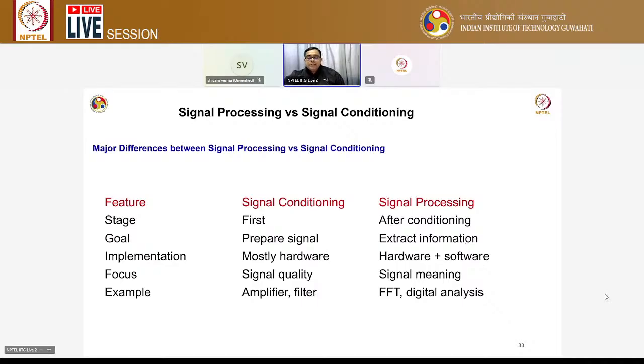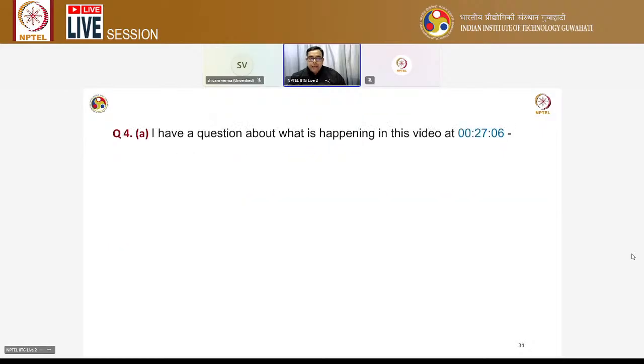Now, signal conditioning is mostly done through hardware implementation, while signal processing also requires certain software skills. Signal conditioning is also dealing with the signal quality, like if you have noise, if you have to do amplification, and so on, while signal processing mostly deals with the meaning of the signal, to interpret the meaning of the signal. Then signal conditioning, as I have mentioned, has different stages like amplification, filtering, and so on, while signal processing includes FFT, digital analysis, and other things.